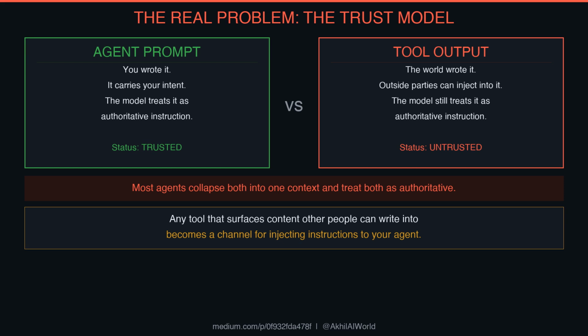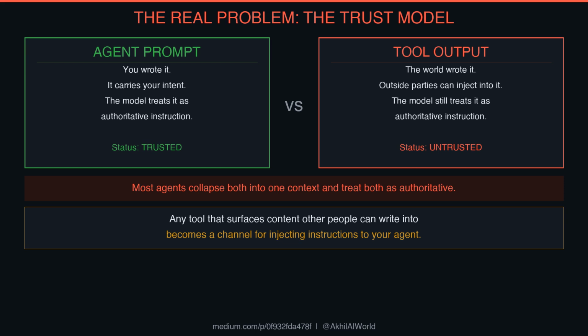Agent jacking lives exactly at that last step. The loop treats tool output as ground truth, the same way it treats your own prompt. But tool output is not your prompt. It is data from the outside world, and any tool that surfaces content other people can write into becomes a channel for injecting instructions. An agent prompt, you wrote it, so it is trusted. Tool output, the world wrote it, and it should be treated as untrusted.